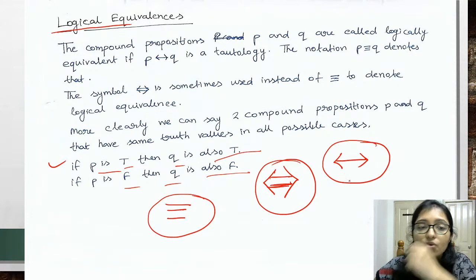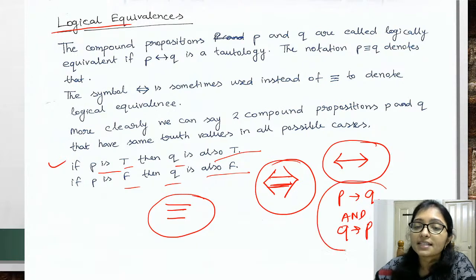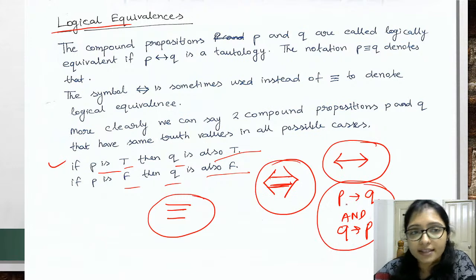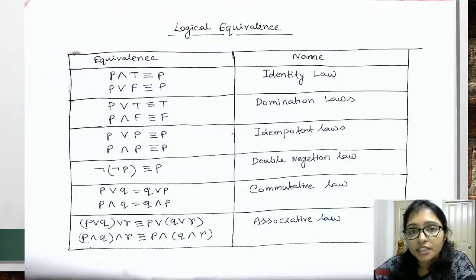P implies Q and Q implies P. That is the meaning of logical equivalence, that P implies Q and Q implies P. When both are same, that is the meaning of logical equivalence. Okay? Clear? That is the logical equivalence.